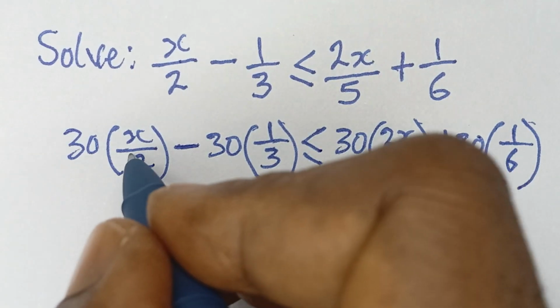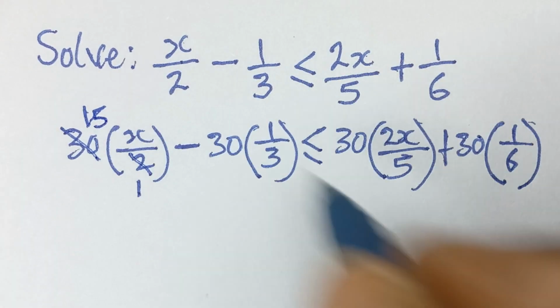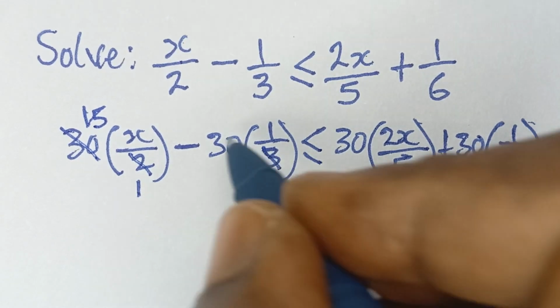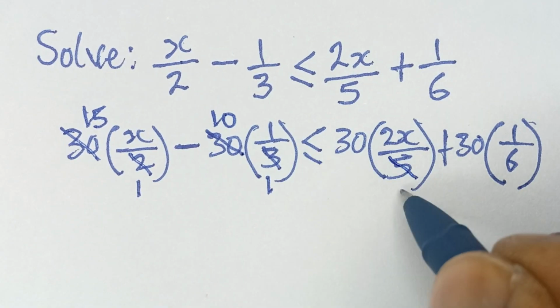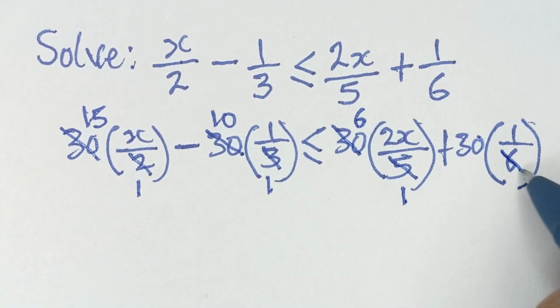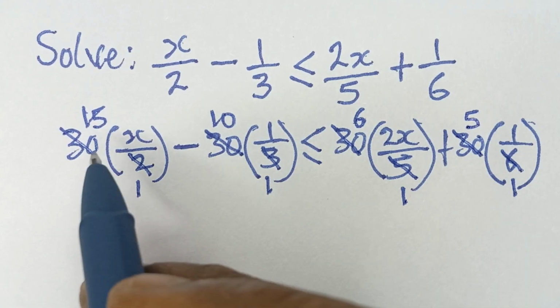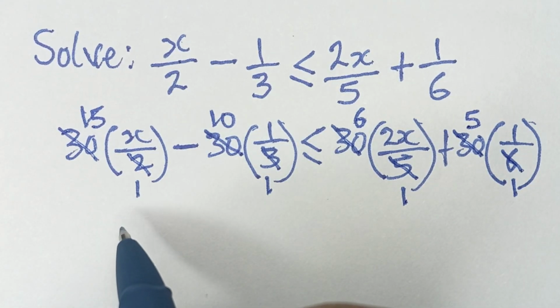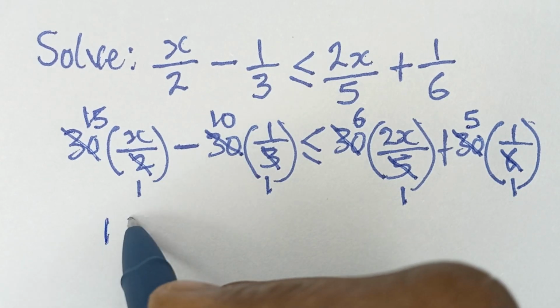So 2 here is 1, and 2 here is 15. 3 here is 1, and 3 here is 10. 5 here is 1, and 5 here is 6. 6 here is 1, and 6 here is 5. Now we can take all the values that we have obtained to the side. So 15 multiplied by x will give us 15x.